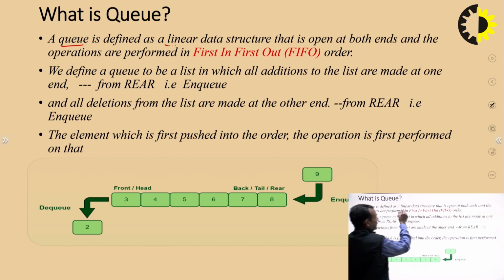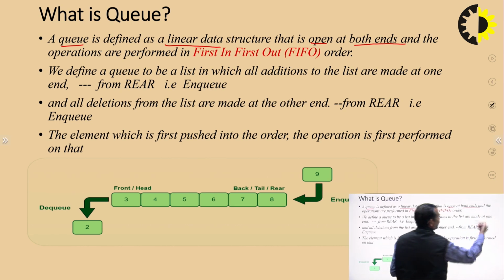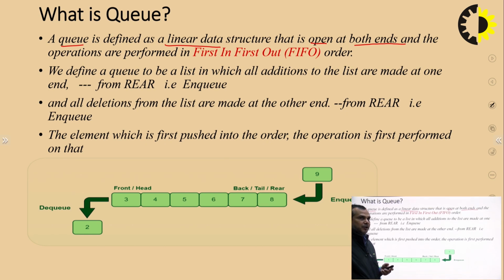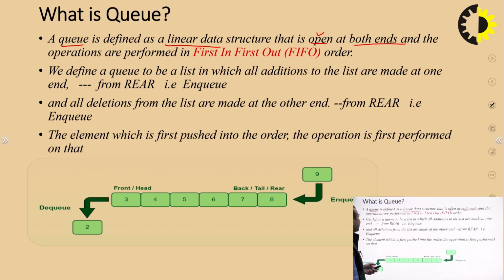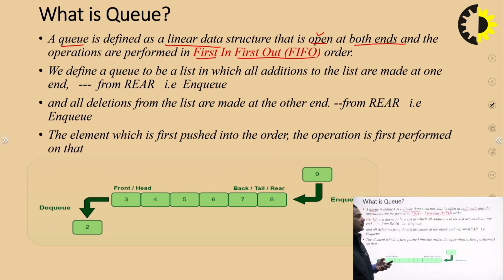So what is a queue? It is a linear data structure and it is open at both ends, which means we insert and delete elements at both ends. At one end we perform the insertion of the element, and at the other end we delete the element from the linear data structure. That linear data structure is known as the queue. It is also known as an open-ended queue, and it is also known as First In First Out, or we can say it is based on the FIFO principle.